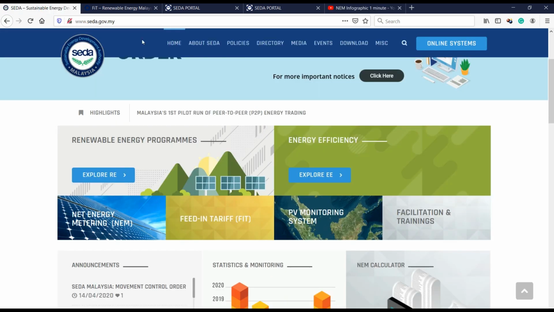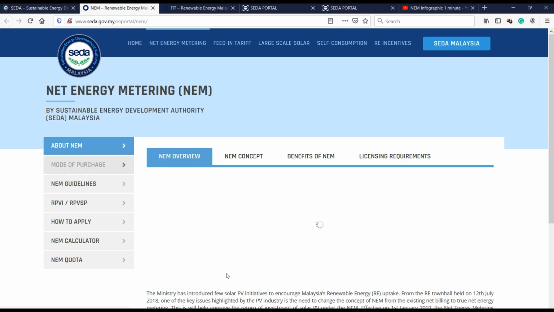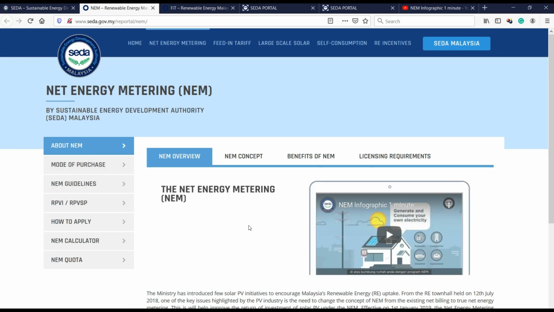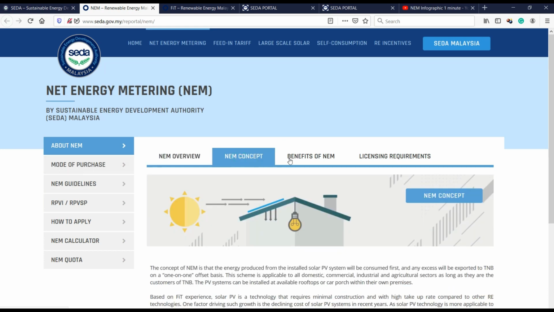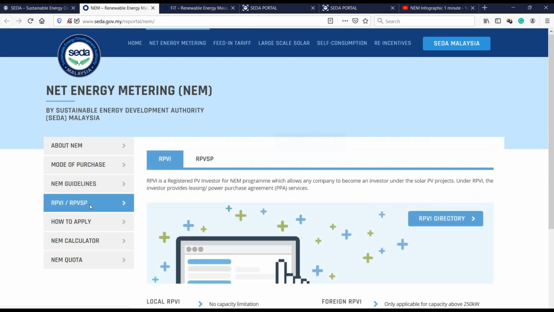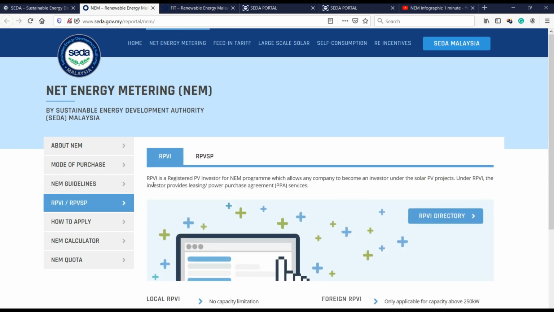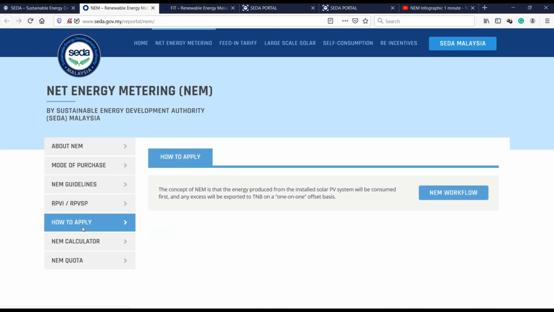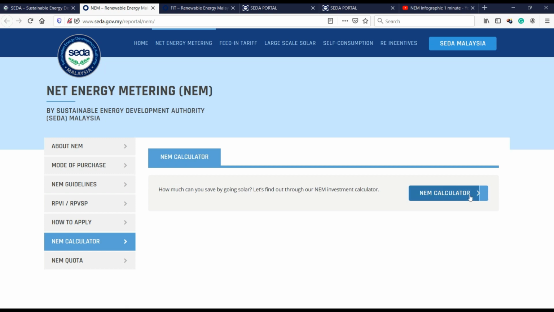Okay. On the SEDA website, you can go to here. This is an overview of the NEM, the new concept, the benefits, and then the guideline, and then the RPVI, Registered PV Investor for the NEM program. So, how to apply: the NEM calculator. Let's try the NEM calculator.